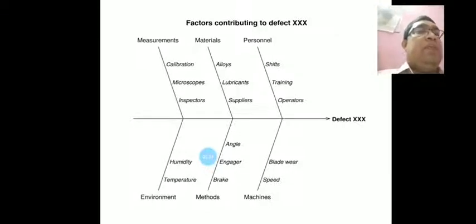Basically, Ishikawa concentrated on the factors contributing to defects. And we can see a defect diagram like this here.